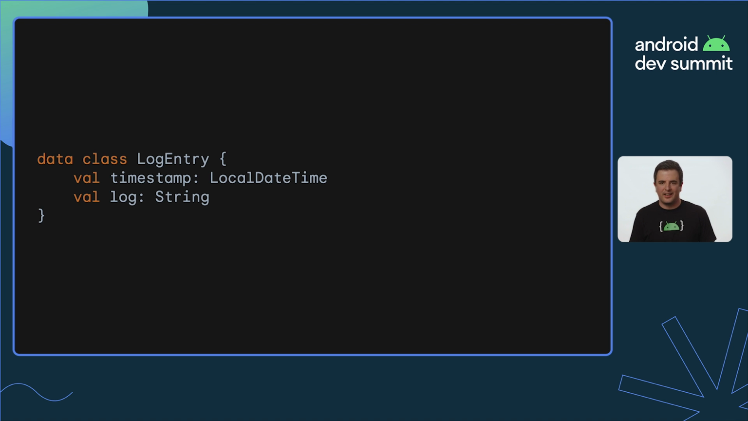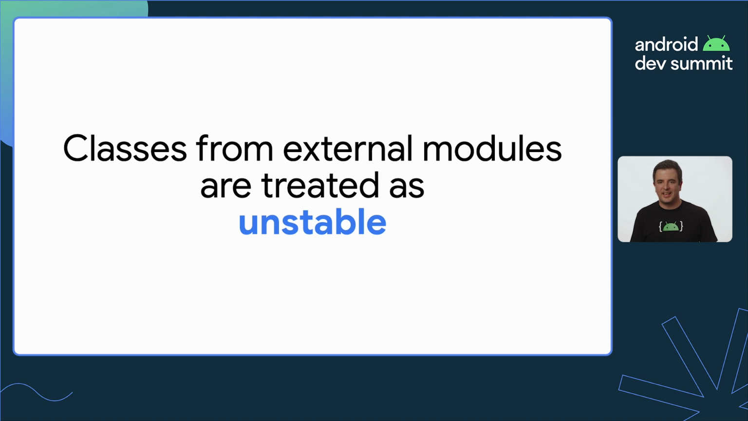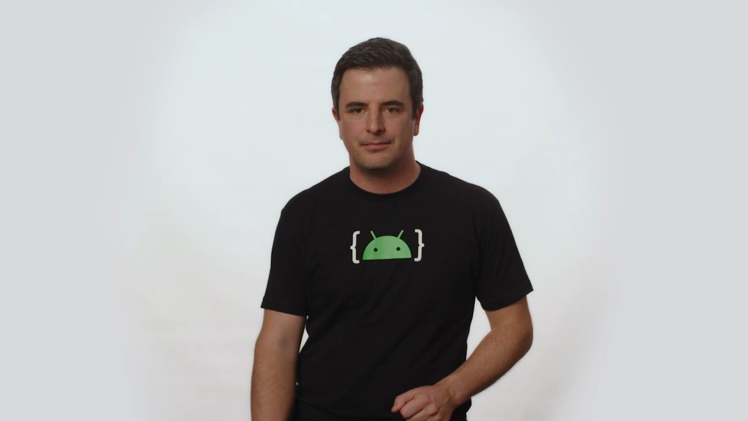Here is a small data class for keeping logs. It has a timestamp and a log string. Another common gotcha is that any classes from external modules the Compose compiler is not run on will be treated as unstable. We are currently working on a better solution to this, but in the meantime, let's see how you can use annotations to override the inferred stability.